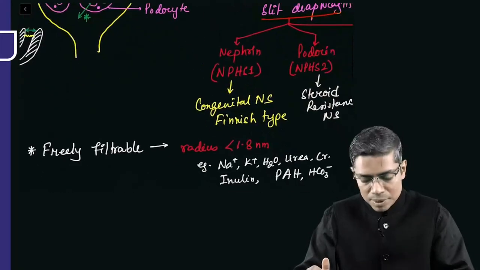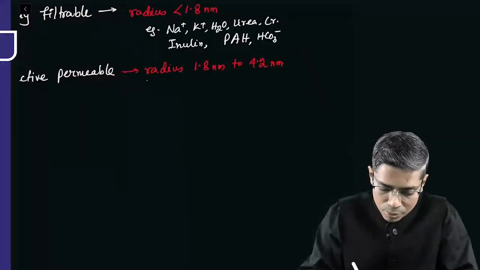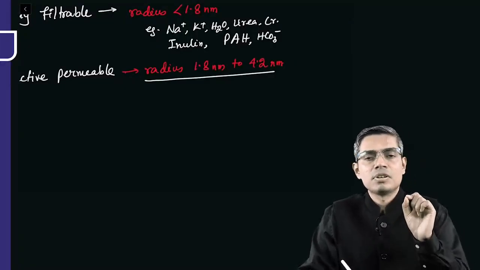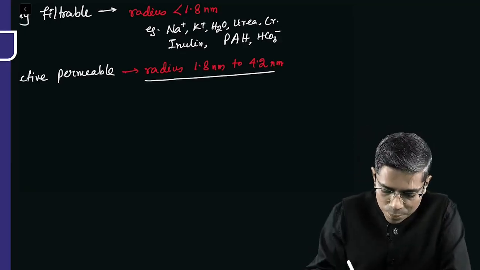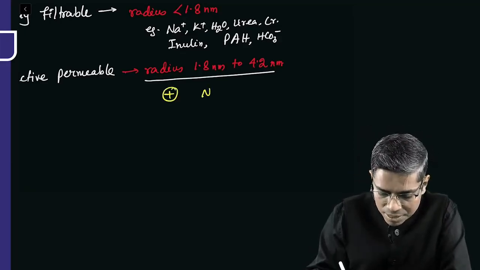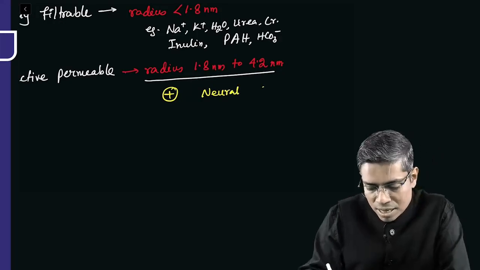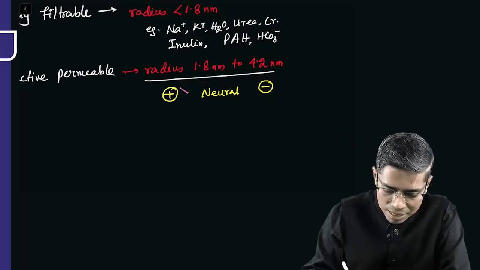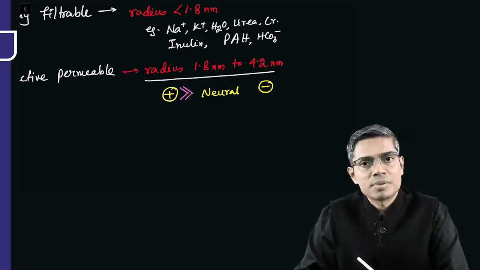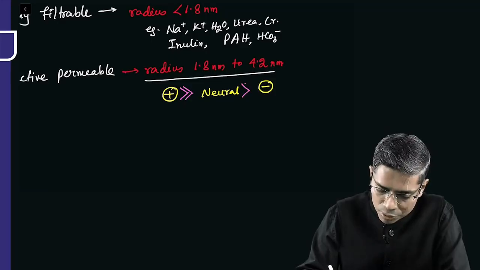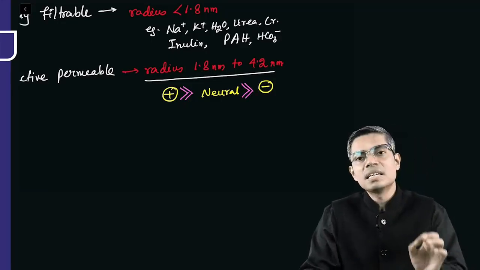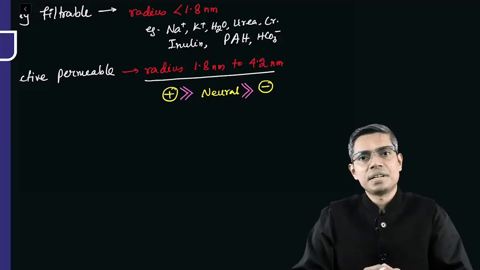So this way, if the molecular radius is within this range, then the filtration of the substance will be determined by the charge present on it. Whether the substance is positively charged, neutral without any charge, or negatively charged, the maximum filtration will occur in the case of cationic or positively charged substances, followed by neutral, followed by negatively charged. Negatively charged substances will have the least filtration within this radius range, right?